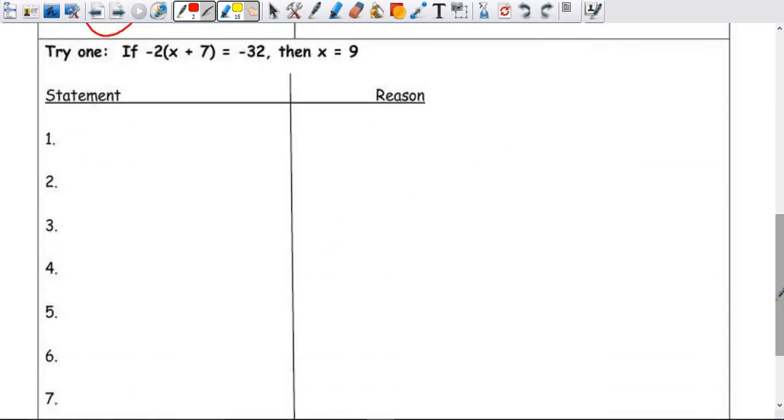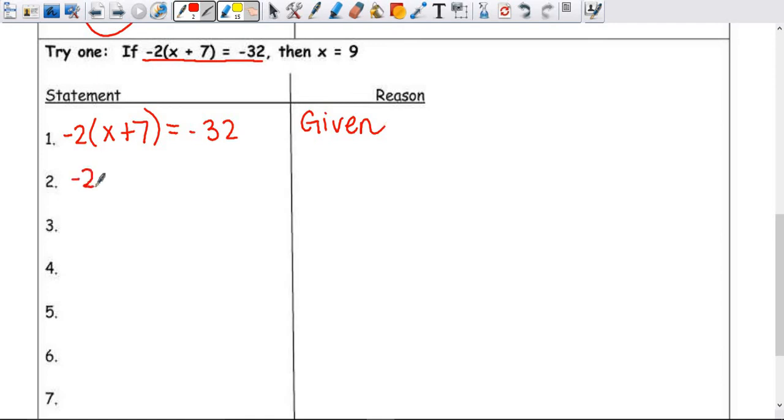So now we actually have to solve this one out. So let's go ahead and do it step by step. So our first statement is always our given or our hypothesis. So we'll just rewrite this. -2 times (x plus 7) equals -32, and our reason is always given. Now, the first step I would do in solving this is distributing that -2. So it would become a -2x, and then a -2 times a positive 7 becomes a -14, and it's still equal to -32. Since we distributed, we will call that the distributive property.